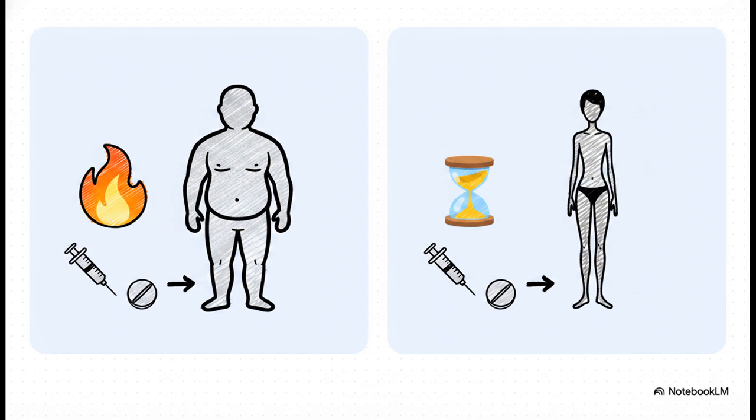Then you have LADA, latent autoimmune diabetes in adults. This is the exact opposite. It's type 1 physiology presenting with an insidious type 2-like onset. They're typically leaner, older than 30, and antibody positive. They might start on oral agents, but they will inevitably fail and absolutely require insulin as their beta cells decline.